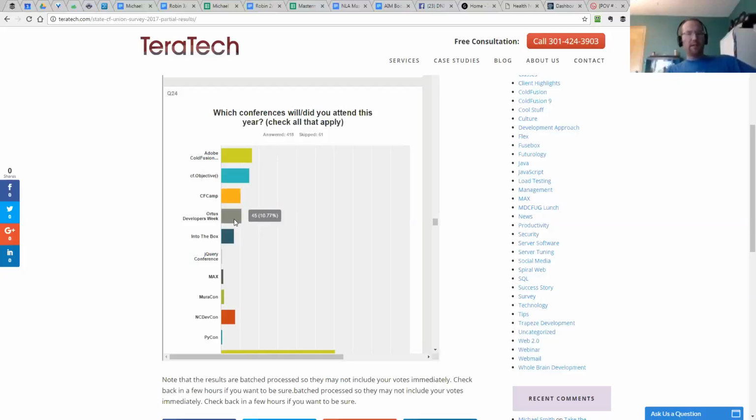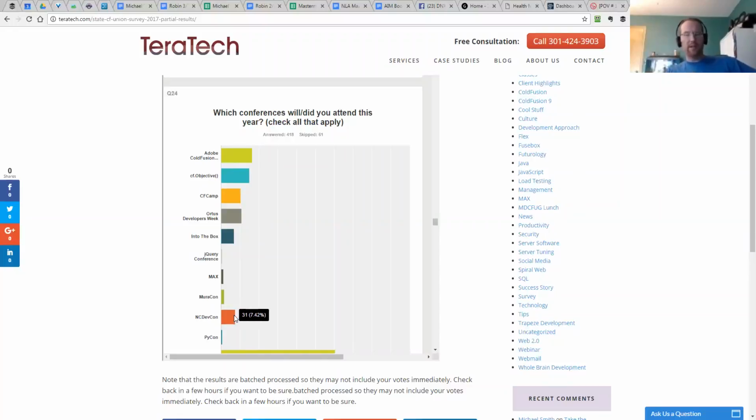So, okay. One thing that's interesting to me about this is that out of the respondents of the survey, nearly as many people checked CF Objective as checked Adobe ColdFusion Summit. If you look at the actual attendance numbers of these conferences, Adobe ColdFusion Summit last year was about 550. CF Objective was about 140. CF Camp was probably about 120 to 150. Into the Box was like 60. NC DevCon, I think, is right under 300. And these graphs don't necessarily represent that.